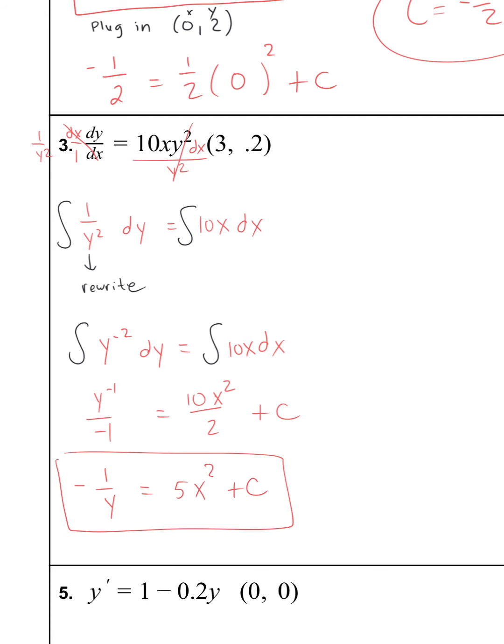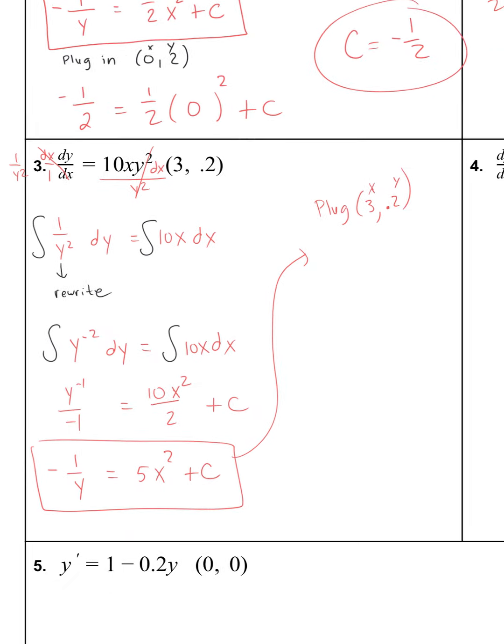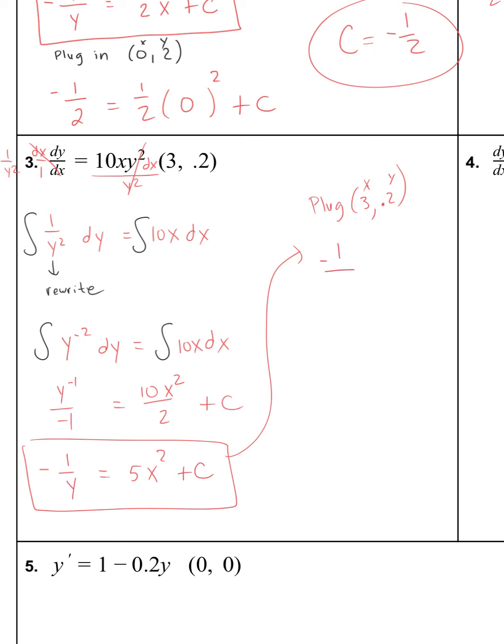Now we're ready to plug in. All right, so I'm going to go up here. We're going to plug in 3 for x, and that is 0.2 for y. All right, so let's go to work. We have negative 1 over y, which is 0.2. On the right, we have 5 times x squared, which is 3, plus c. Now, on the left, if we take negative 1 and divide it by 0.2, we get negative 5. So that becomes negative 5.